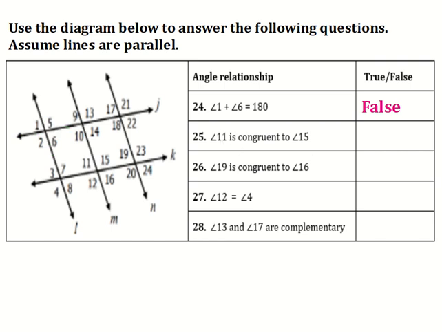Angle 11 is congruent to 15. Let's take a look at 11, and 15 is right beside it. That would make these, because they are sitting on the same line and it's cut between them, a linear pair. Linear pairs are not congruent. They add up to 180. They are supplementary. So this statement for 25 is false.